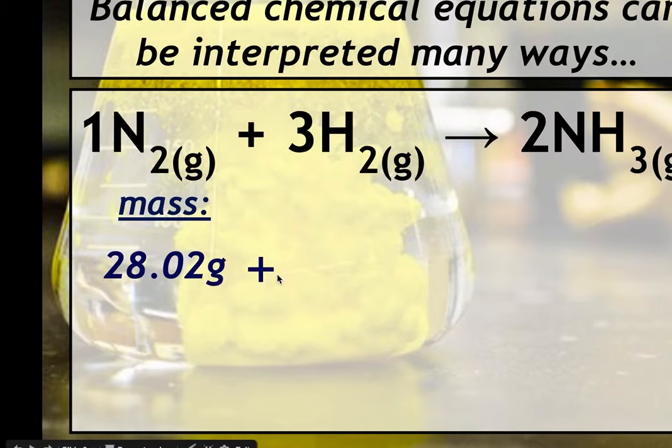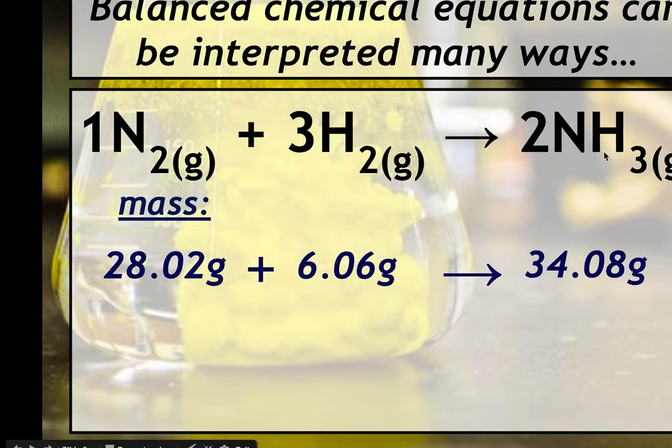The weight of the hydrogen, we have 3 moles of hydrogen gas. Each mole would weigh 2.02 grams. We have 3 of them, so we multiply that together. And this would be the weight of our hydrogen atoms together, or 3 moles of our hydrogen atoms. Now we have to calculate the weight of 2 moles of ammonia, which would be 34.08 grams.